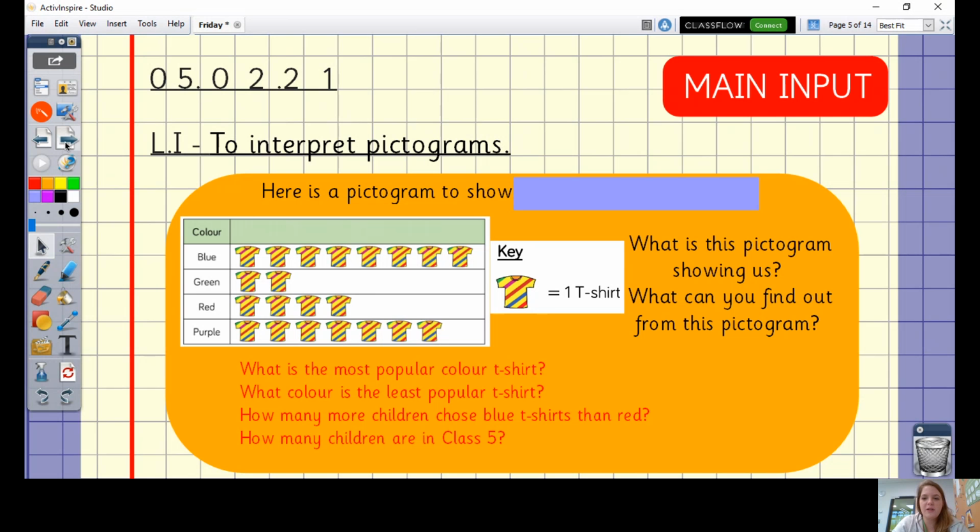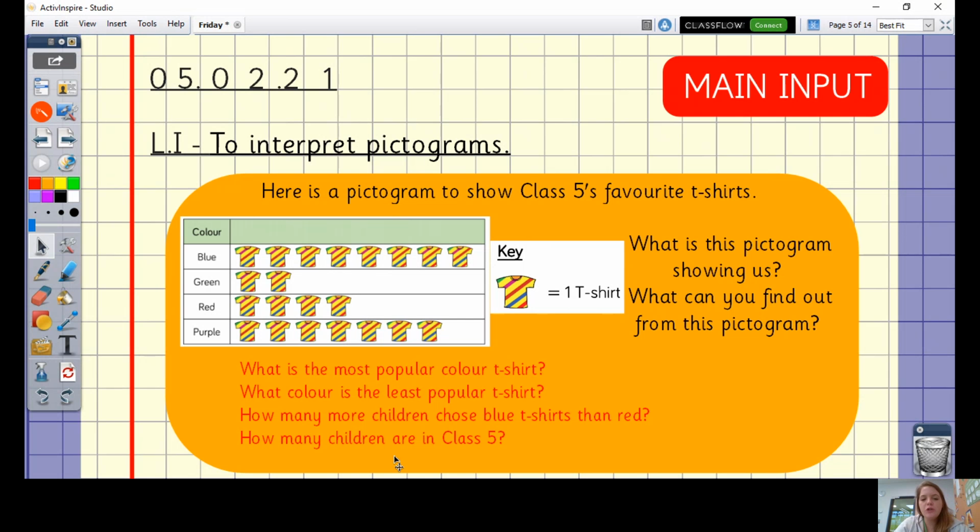First of all, let's start off with what this pictogram is showing us. Here is a pictogram to show class 5's favourite t-shirts. Often pictograms have titles. A title tells us what information the pictogram has collected, what the pictogram is showing us. So this would be the title here: a pictogram to show class 5's favourite t-shirts. I'll be really interested to see what information you have been able to find out from this pictogram. Maybe you've used the key to think about how many children in total found blue was their favourite t-shirt. How many children found green was their favourite? And tried to find the totals that way.